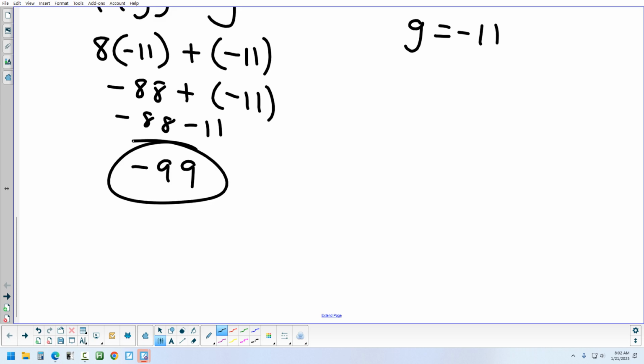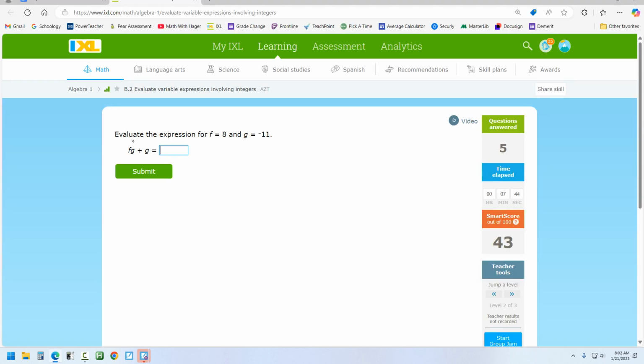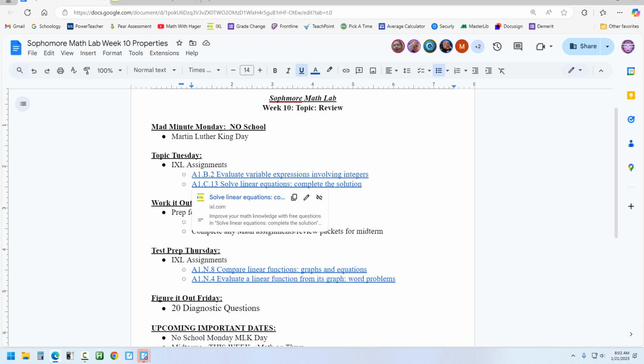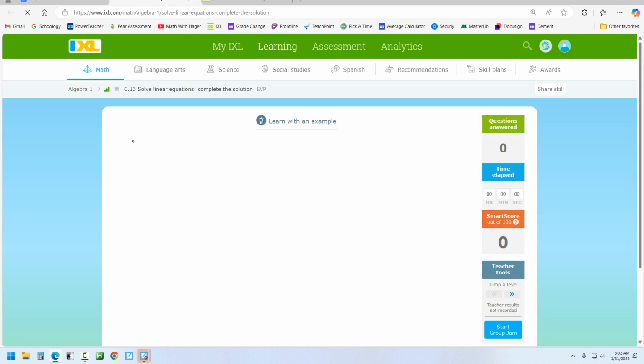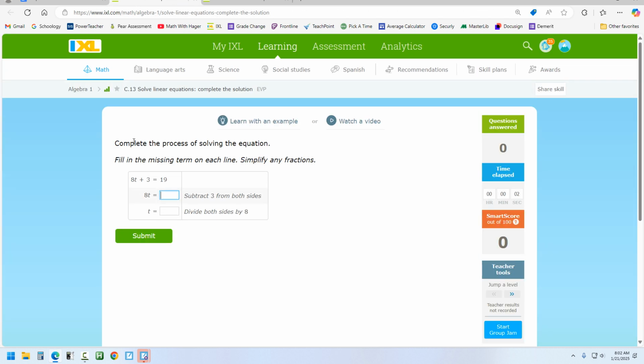All right, so that's the first IXL, plugging in a number and evaluating. All right, let's look at the second one. The second one has to do with solving equations, okay? So what they're basically doing is they're walking you through step by step, at least in the first one, how to solve it. So 8t plus 3 equals 19.